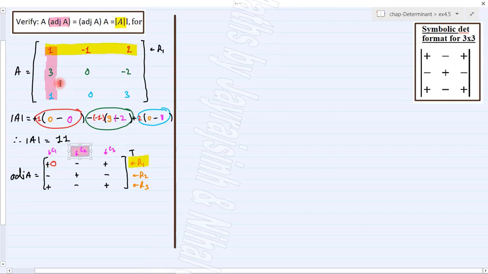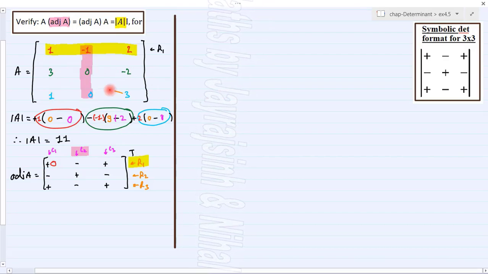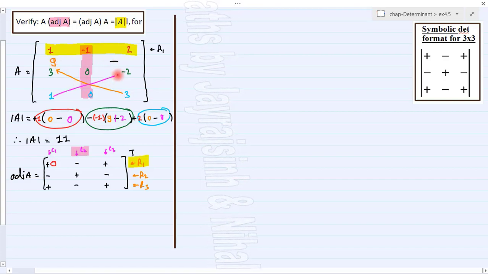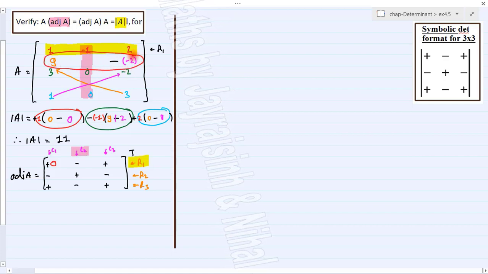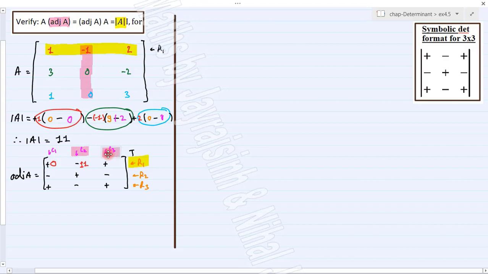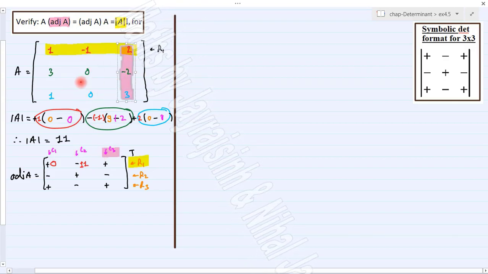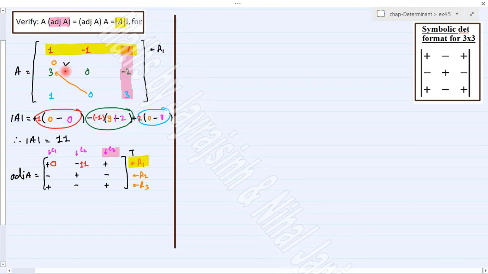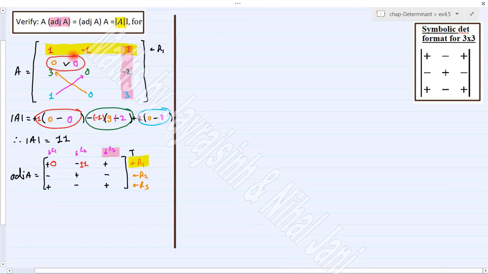Now the second element is in second column. So ignore first row and second column and cross multiply. 3 3s are 9 minus 1 minus 2 are minus 2. So 9 plus 2 will be 11. And the last element is in last column. So ignore first row and third column and cross multiply. 0 3s are 0 minus 1 zeros are 0 again. So we get 0 again.